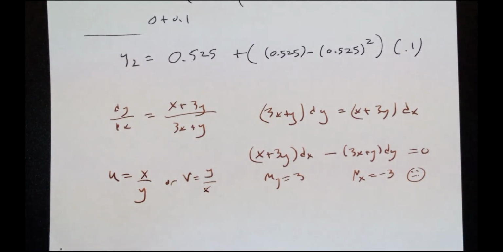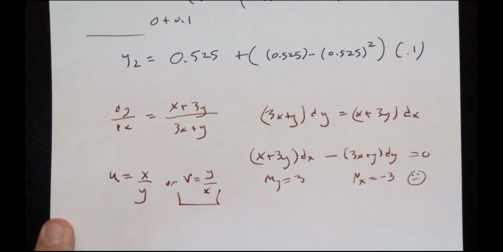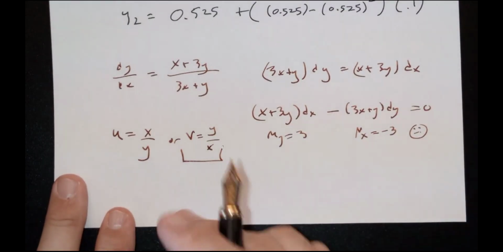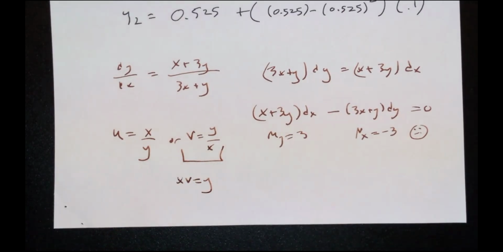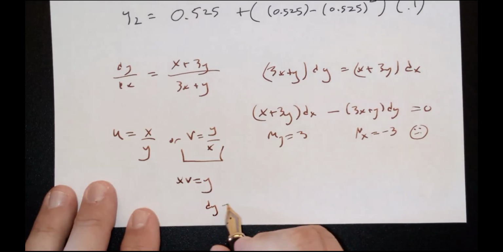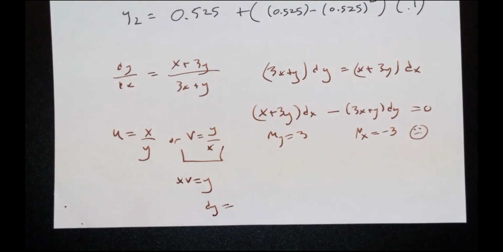I'm not sure if I've actually got the letters right, by the way. I don't remember in the textbook whether they tell me that u is x over y or v is x over y, but it doesn't matter. I could use whatever letter I want. Okay, so we're going to try this one. So the other way of writing that is to write xv equals y, right? Then take the differential. What is dy based on this?